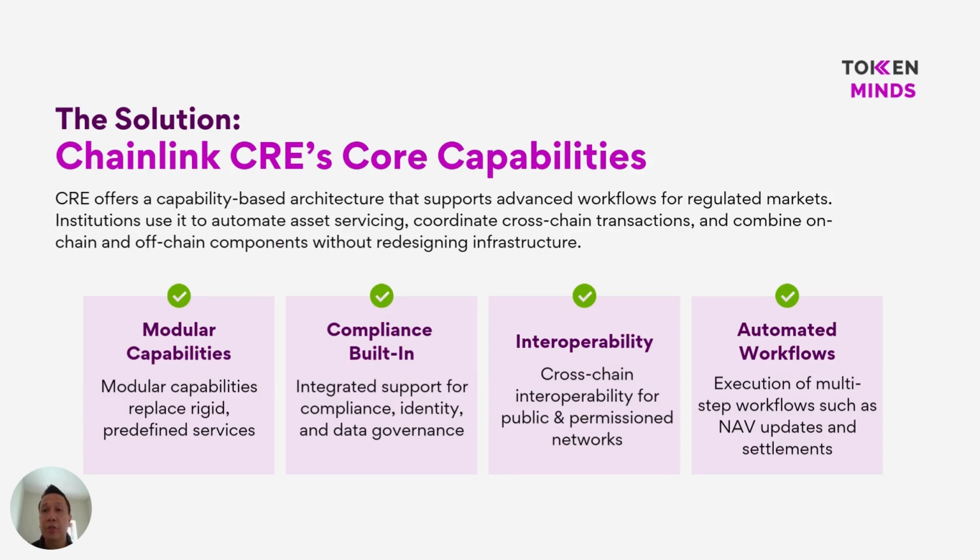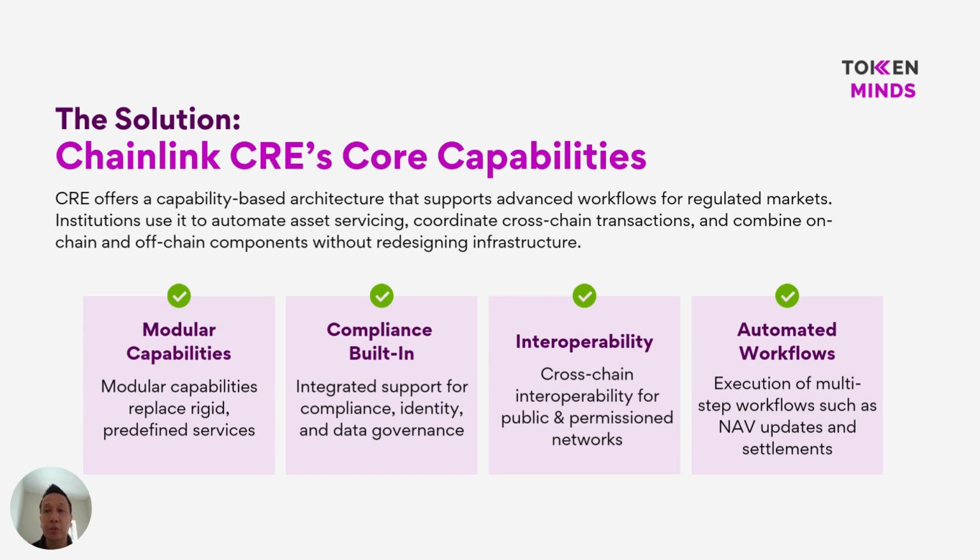First, Chainlink CRE uses a modular, capability-based architecture. This allows enterprises to replace rigid, predefined services with flexible components that can be assembled based on real business needs. Second, compliance is built directly into the workflow. Identity checks, compliance logic, and data governance are integrated by design instead of being added later as custom solutions.